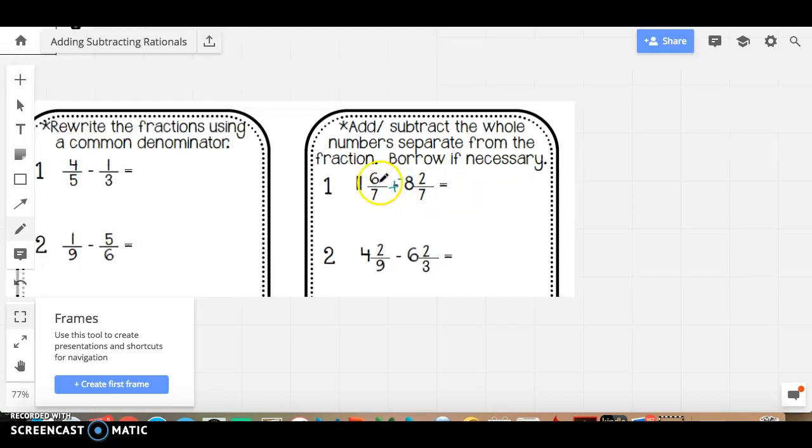Okay? So now I have 11 and 6/7, and I'm adding the opposite of 8 and 2/7. Well, this is cool. These have a common denominator, right? So I can do this crazy thing. I can take my whole numbers, and then I can take my fractions, and I'm left with 3 and 4/7. Love it. So fun, so nice.